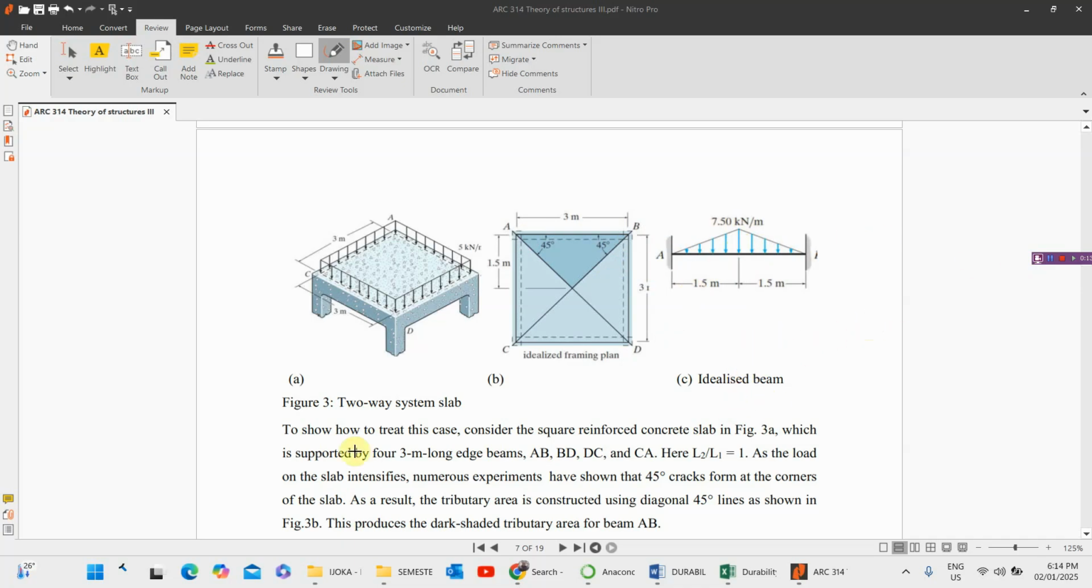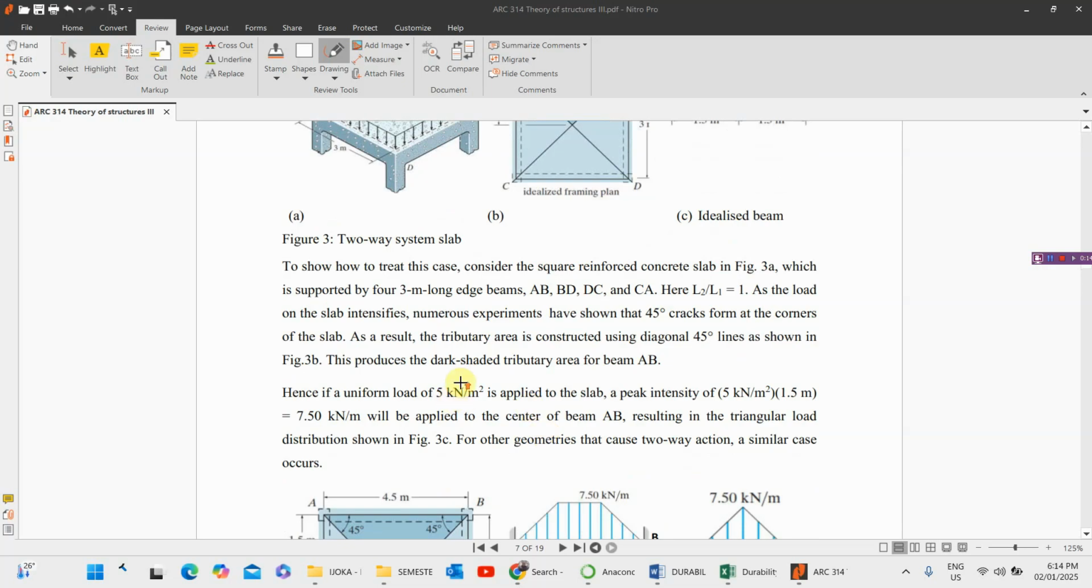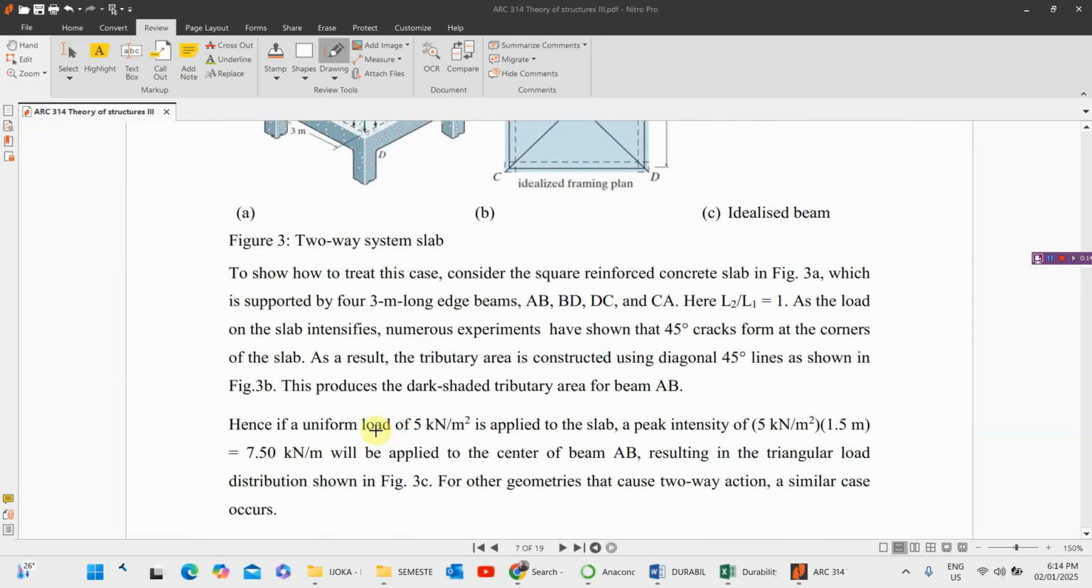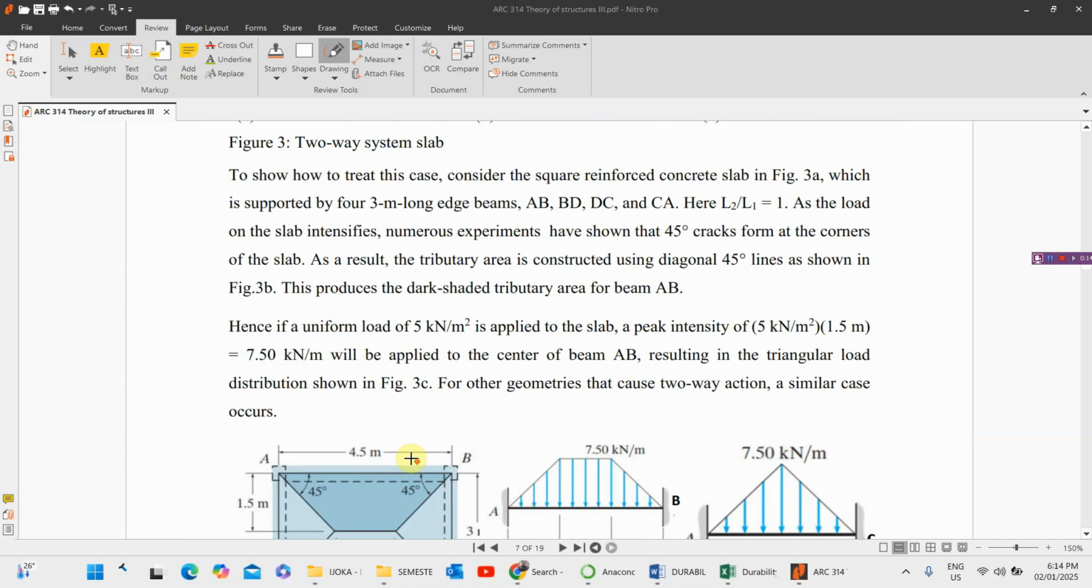Let us go ahead. To show how to treat this case, we consider a square reinforced slab as shown here, which is supported on 4 edge beams of 3 meters long, and here L2 over L1, that is the long span over the short span, is 1. That is because it's square, 3 divided by 3 is 1. And then we have, as you can see, the 45 degrees that I mentioned the other time. So we have a uniform load of 5 kilonewton per meter square, and then 5 kilonewton times 1.5 will give us 7.5, which I've explained.